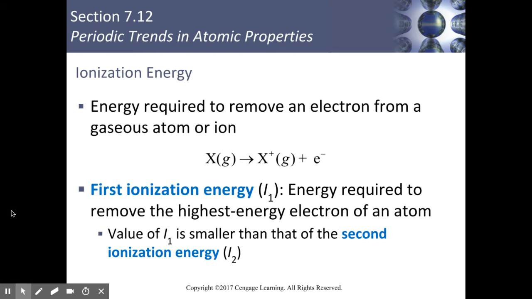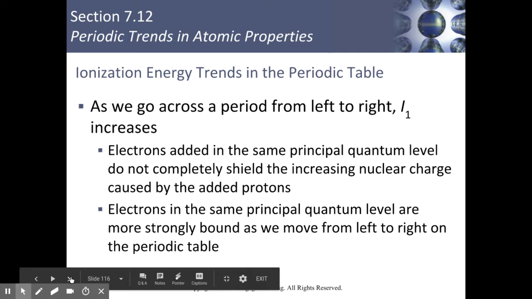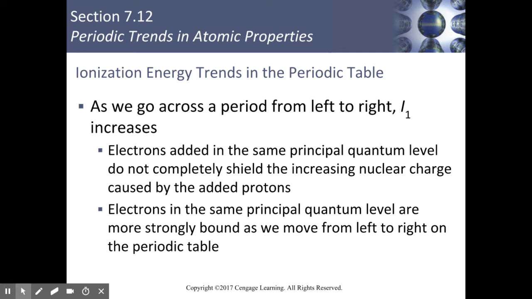I'm going to go through the slide first, and then I'm going to kind of go through it step by step. As you go across a period from left to right, the initial or the first ionization energy increases. Electrons added in the same principal quantum level do not completely shield the increasing nuclear charge caused by the added protons. Electrons in the same principal quantum level are more strongly bound as we move from left to right on the periodic table.